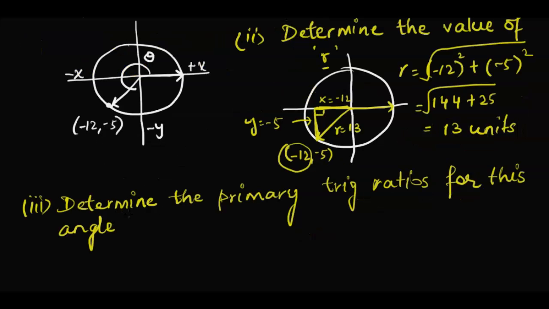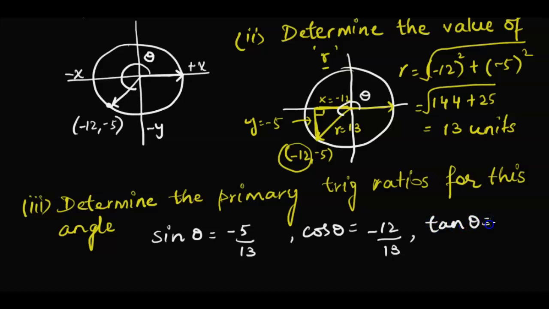The next part of the question asks us to determine the primary trig ratios for this angle. We know the angle is theta. Primary trig ratios are sine, cosine, and tan theta. Sine theta is opposite over hypotenuse, that is going to be -5/13. Cos theta is adjacent over hypotenuse, that is -12/13. And tan theta is opposite over adjacent, that is -5/-12 or 5/12. And we notice that since this terminal arm lies in the third quadrant, tan value is going to be positive, sine and cosine are negative.